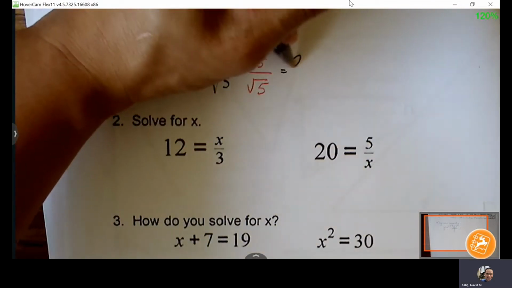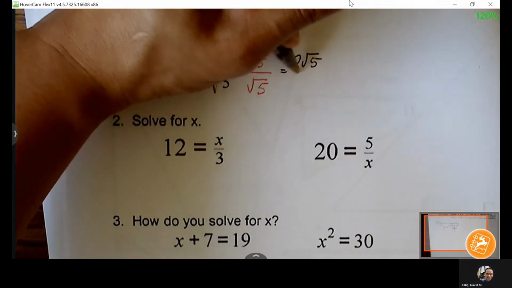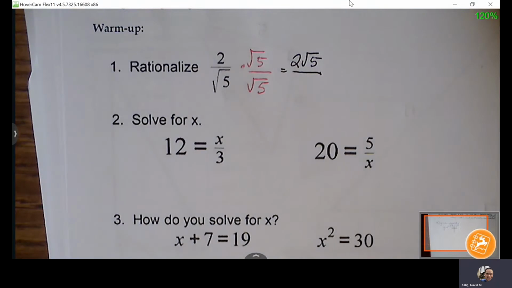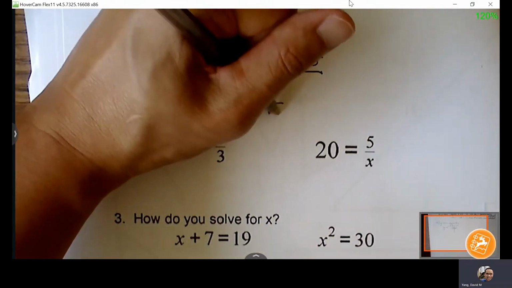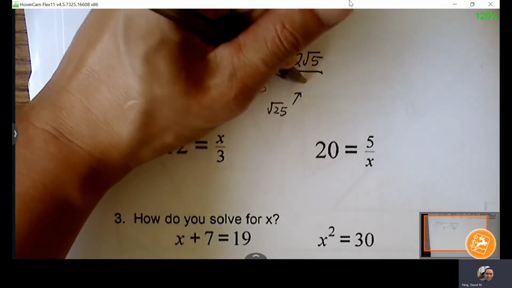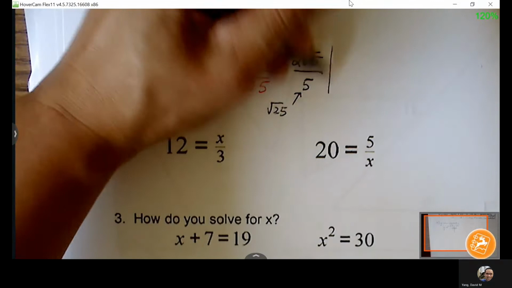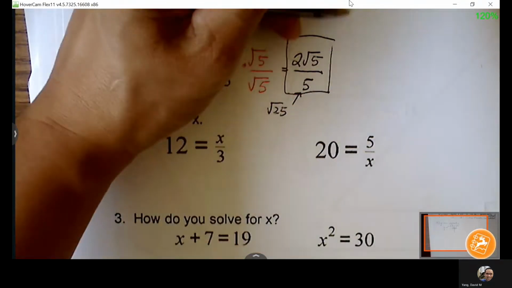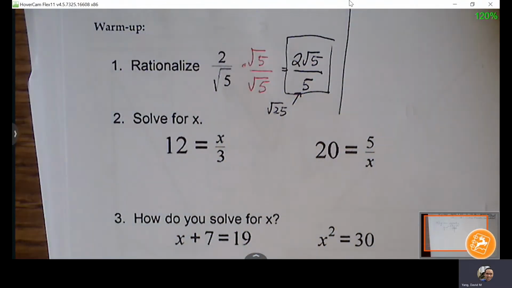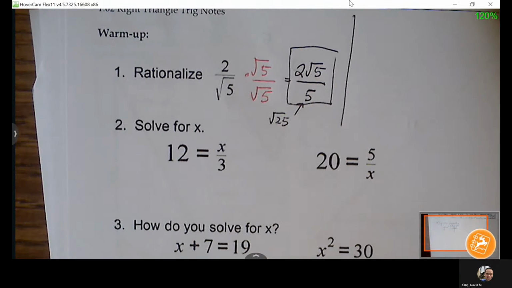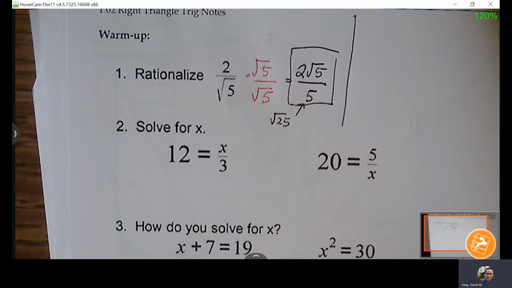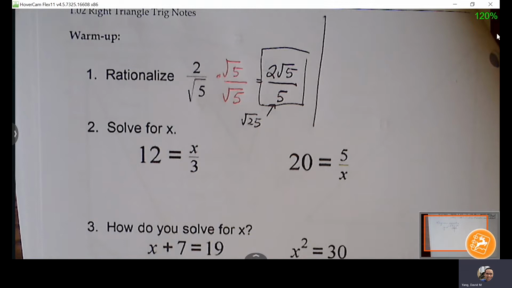So we get 2√5. And then below, we know √5 times √5 is square root of 25. And then square root of 25 can just be reduced down to 5. Okay, any questions there?